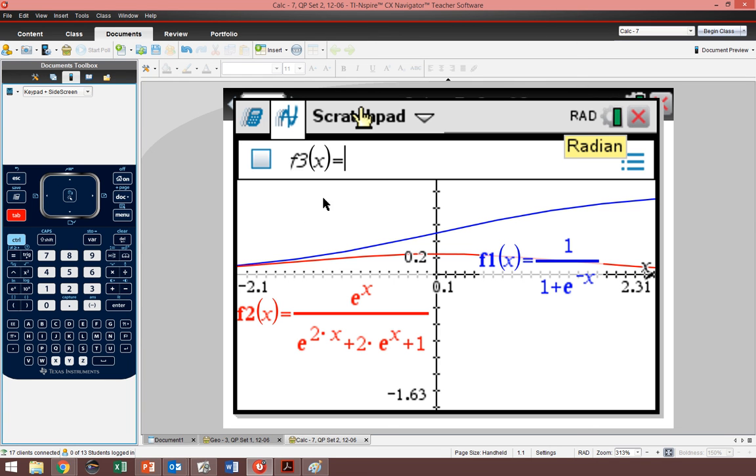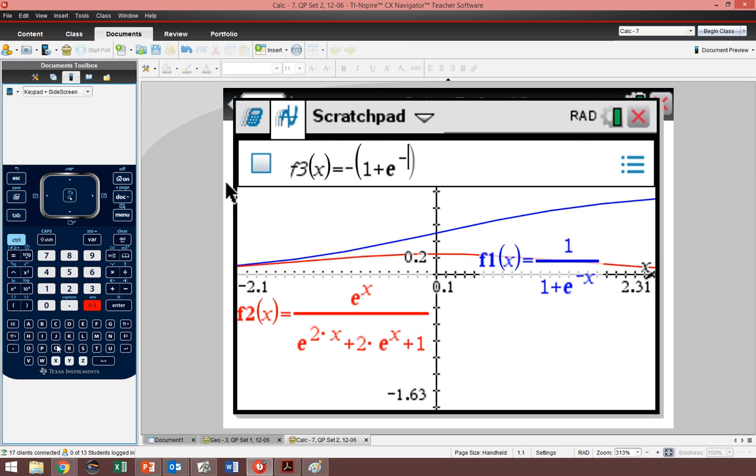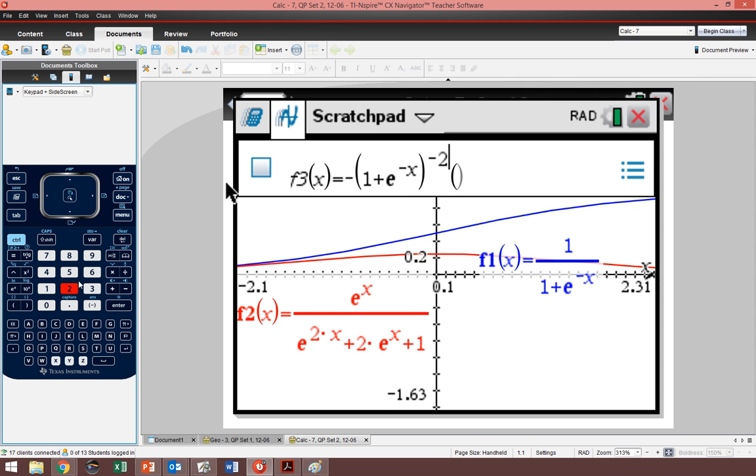All right, so now we're entering this. I know you guys have this written down, so we're going to take a look. It's going to be a negative, parentheses, 1 plus e to the negative x. Then we close that one and open it, times what? It was to a negative power, I'm sorry. Negative 2? Yes, there we go.